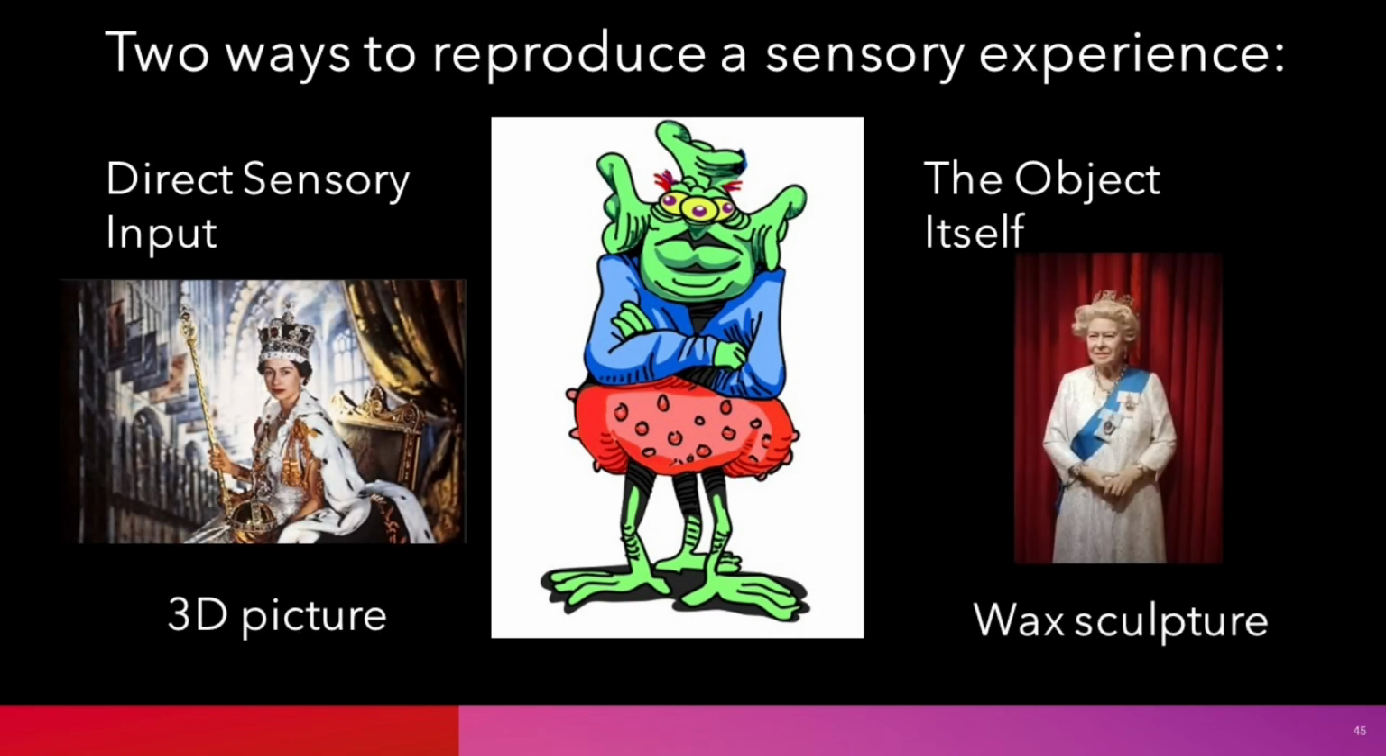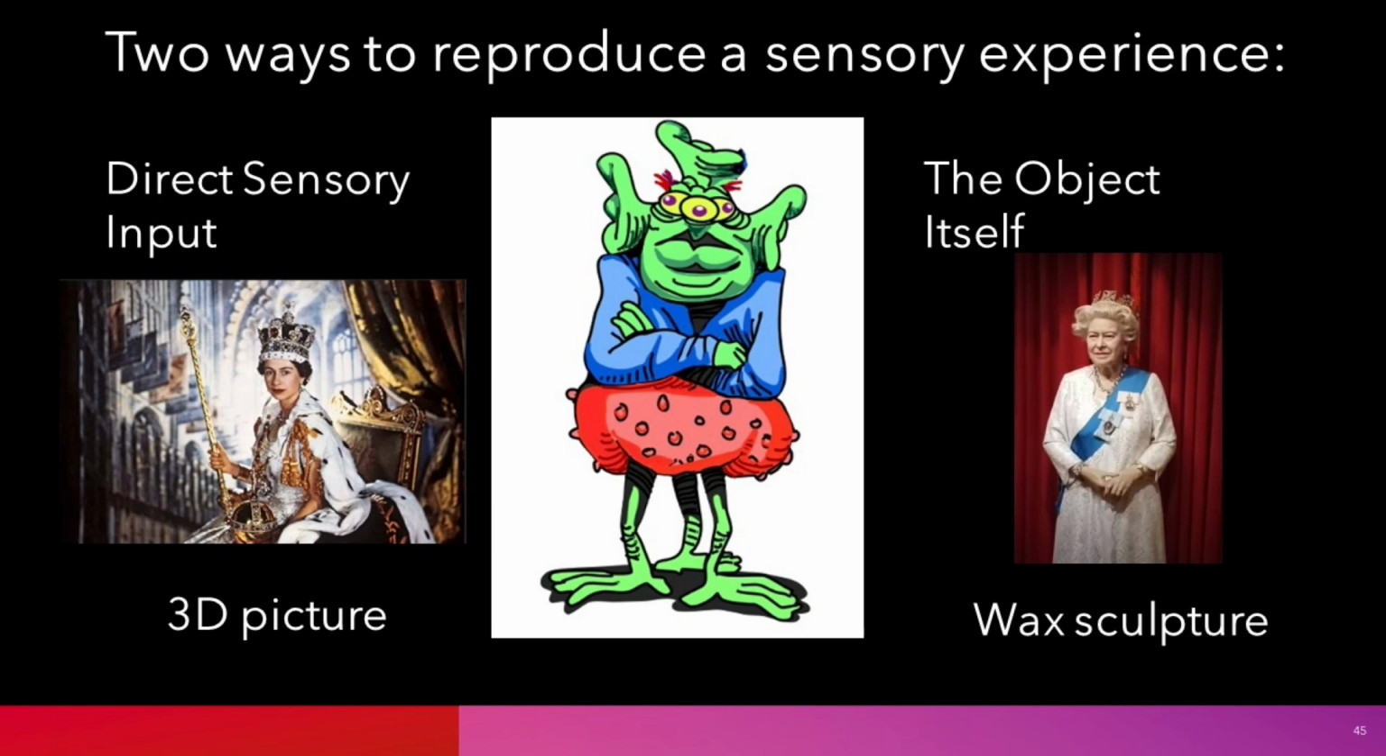For example, if you're talking about vision, you want to show these guys what Queen Elizabeth looks like. You can take a 3D picture, but for the Martians, with their three eyes, it would have to have three lenses and be reproducible to him with three imagers, right? So that doesn't work. That's a direct sensory input where your hearing or vision mechanism matters.